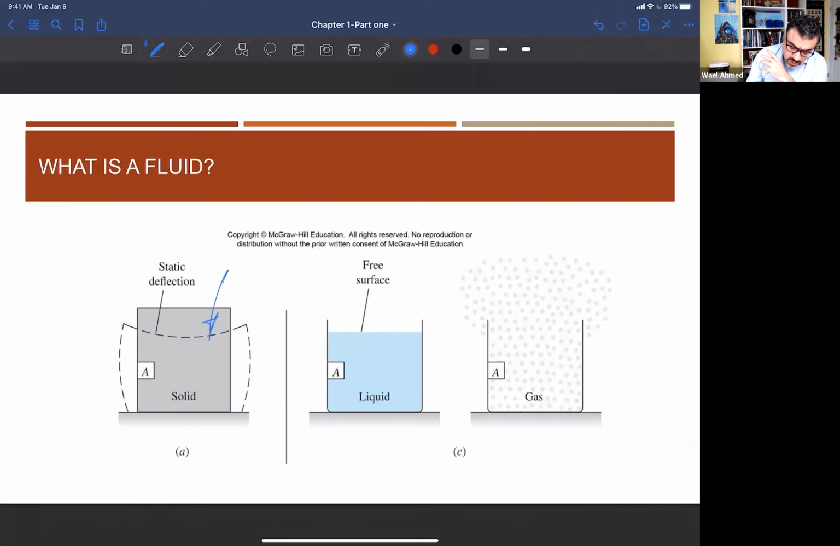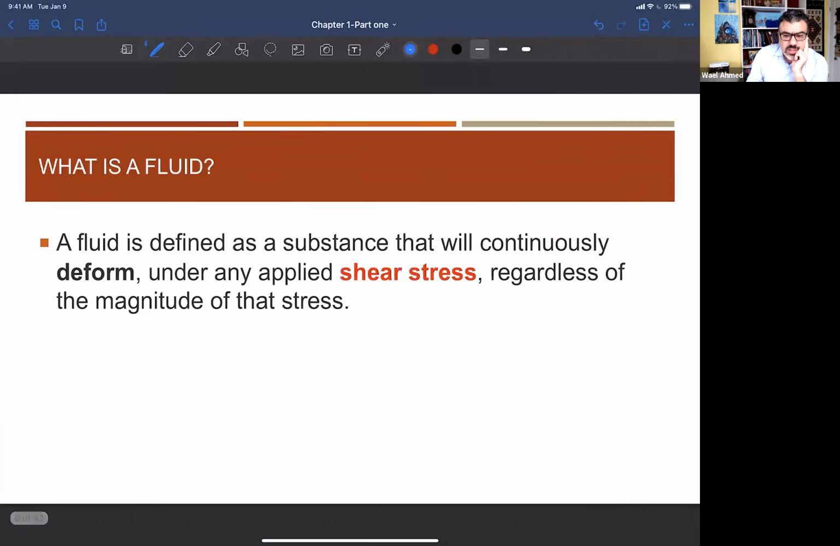But in general, when you are looking into the general definition of fluid mechanics, you will hear this: a fluid is defined as a substance that will continuously deform under any applied shear stress, regardless of the magnitude of the shear stress. It's a very important theory and a very simple definition, but we have to really build some understanding of what this definition actually means. This is why gases and liquids are put together under one category: they continuously deform under any applied shear stress, okay?